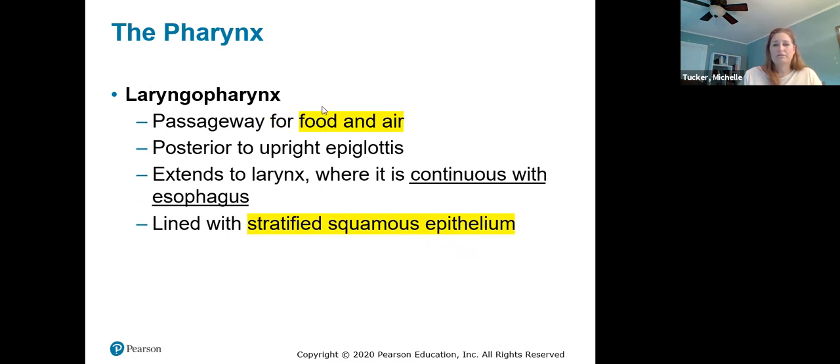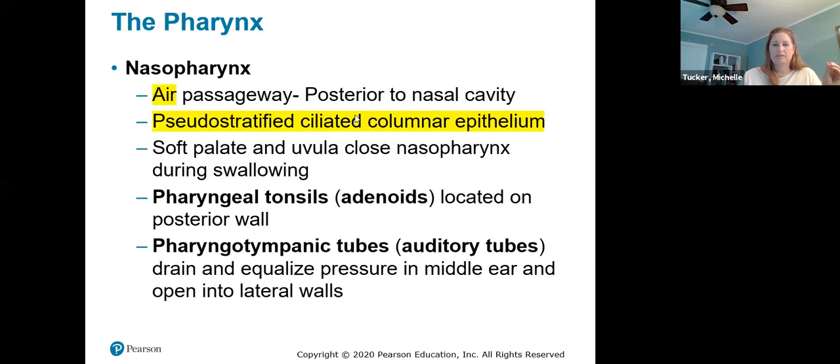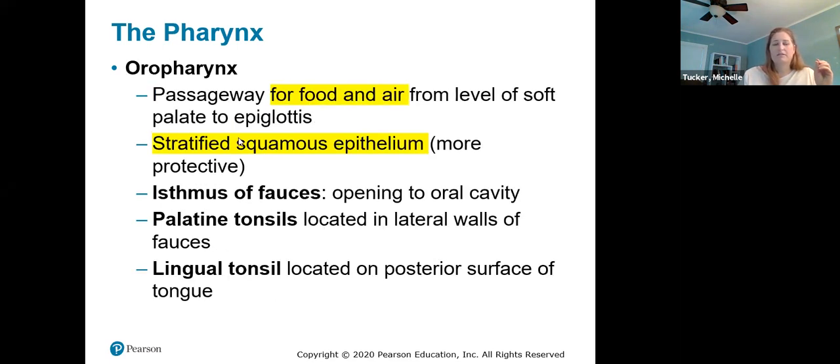The laryngopharynx is also a passageway for food and air. It's continuous with the esophagus, and it is going to have stratified squamous epithelium. So the naso is more like a nasal cavity with pseudostratified ciliated columnar epithelium, whereas the oro and laryngopharynx are going to have stratified squamous epithelium to be more protective as they move down towards the esophagus.